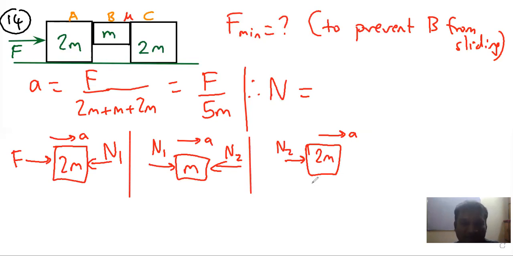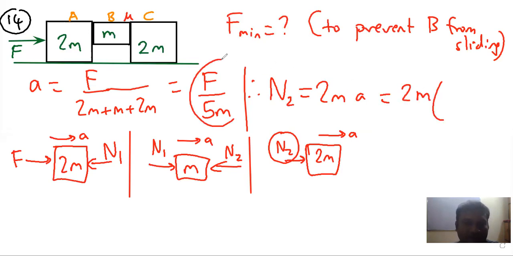Now, if I consider Newton's law equation for this block, N2 will be equal to 2m into A. Which is 2m into acceleration value, which is nothing but F by 5m. So our normal reaction value will come out to be 2 by 5 into F. So this is the value of normal reaction N2.